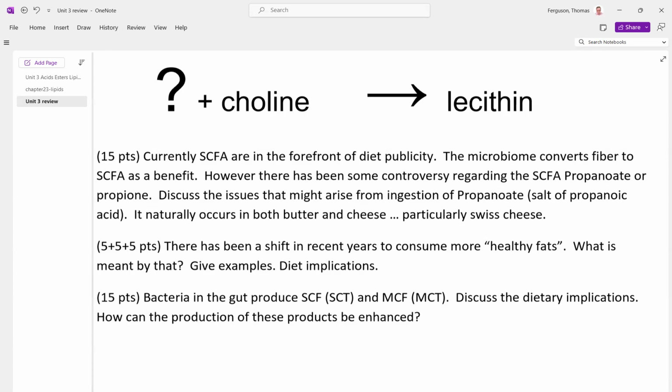Okay, and then lastly, bacteria in the gut produce short chain fatty acids and medium chain fatty acids. How can these be enhanced? Okay, they can be enhanced by giving your bacteria more food, more prebiotic. That's the way they make it. The problem with medium chain fatty acids is that they put a lot of palm oil in there. And a lot of people say that palm oil is not particularly healthy for you. And it's just the length of the fatty acids. So those are all take-home questions. Okay, so that's it for that test.